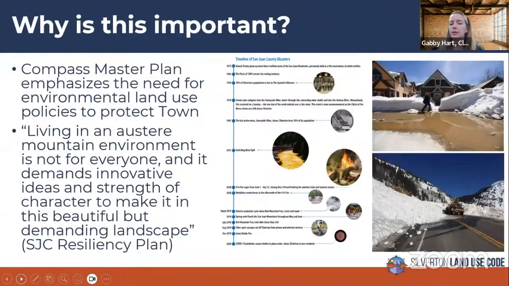Why is this an important topic to address? The Compass Master Plan emphasizes the need for environmental land use policies to protect the town. And then the town has also completed other related planning efforts that have a similar focus, including the San Juan County Resiliency Plan, which really makes it clear that Silverton's geographic location, topography, and climate are very unique, and all of those combine to make development and protection of sensitive lands a very big challenge. And that is where the land use code can help.